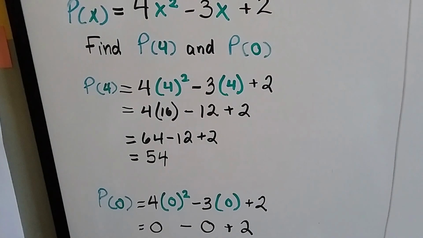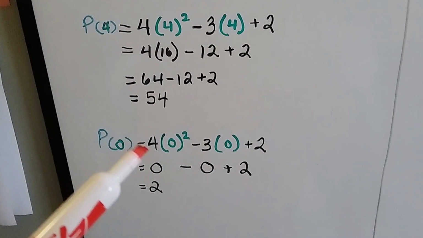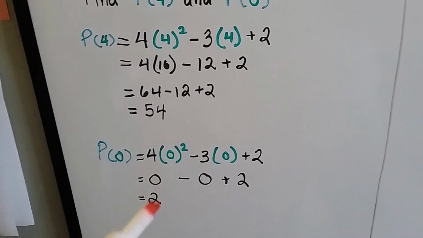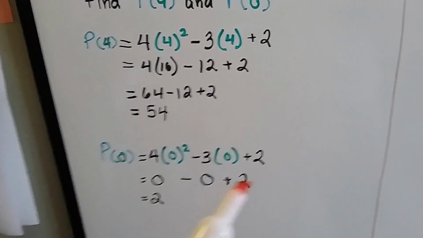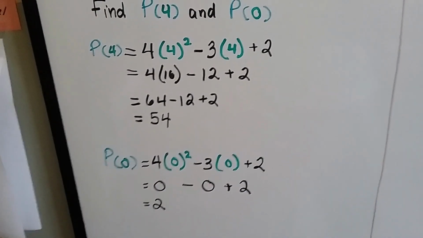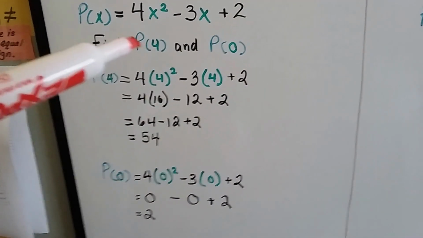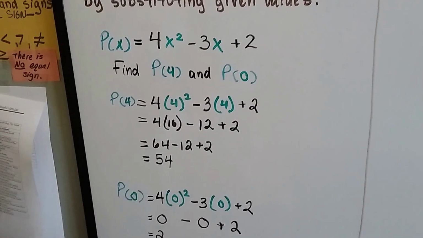Now we plug the 0 in. 4 times 0 squared is a 0, minus 0 plus 2, that gives us a 2. Isn't this simple? All we have to do is just plug that number in for x, okay?